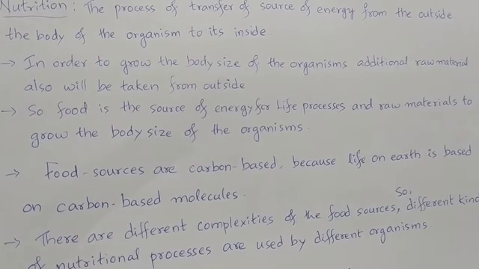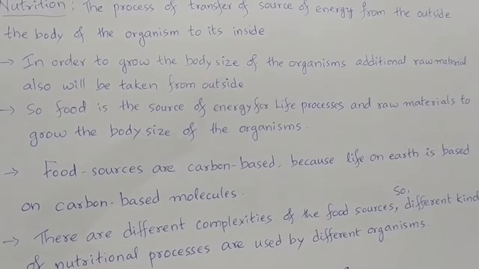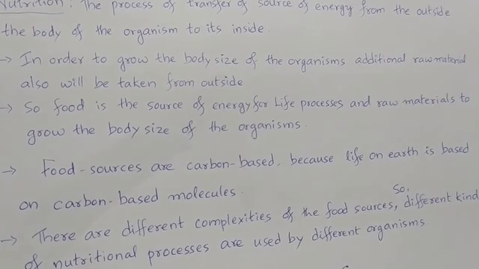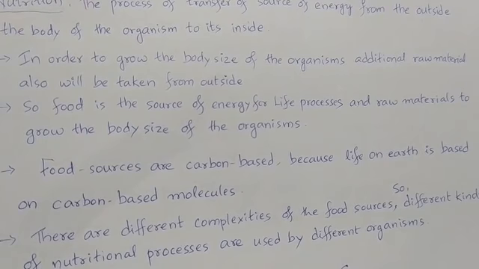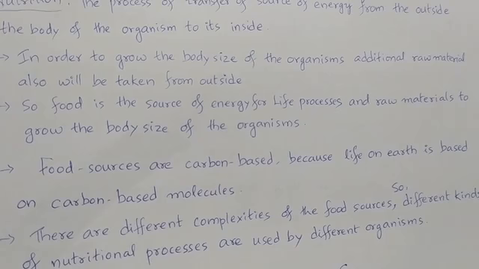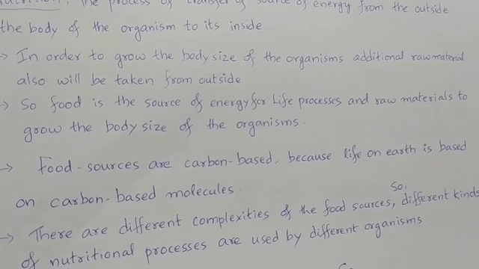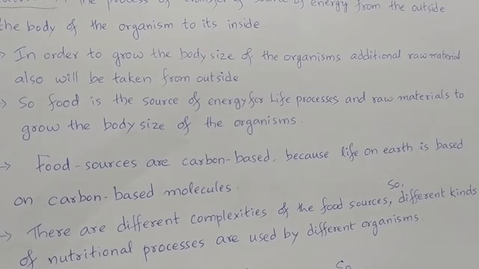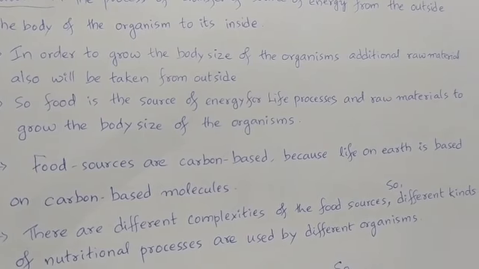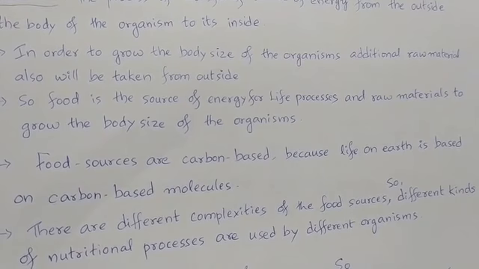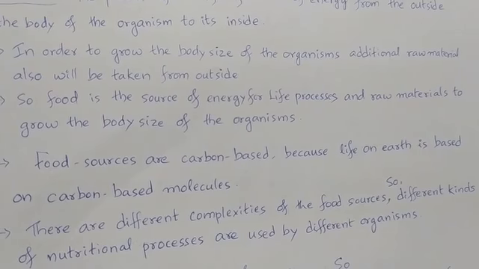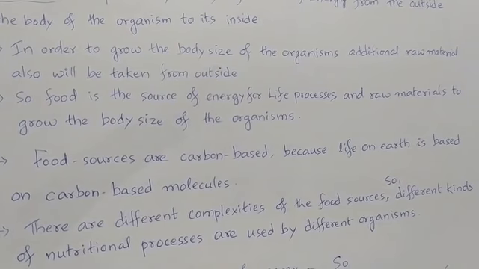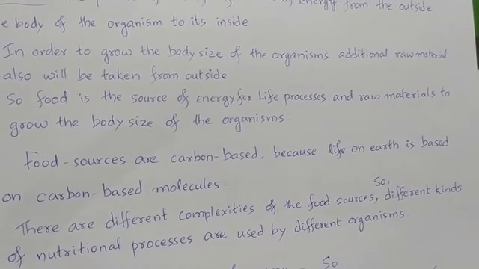Most of the food sources are carbon based, because life on earth is based on carbon based molecules. Since life on earth is based on carbon based molecules, food sources are carbon based. There are different complexities of the food sources. So different kinds of nutritional processes are used by different organisms, since the complexity of food sources is different.